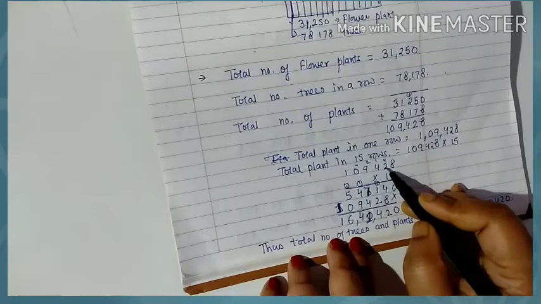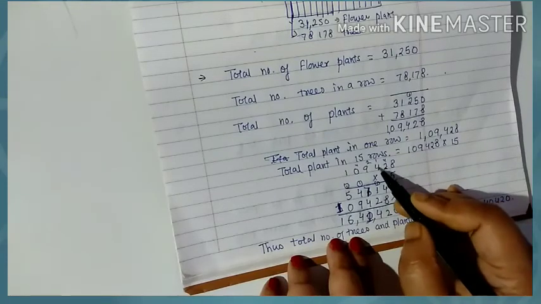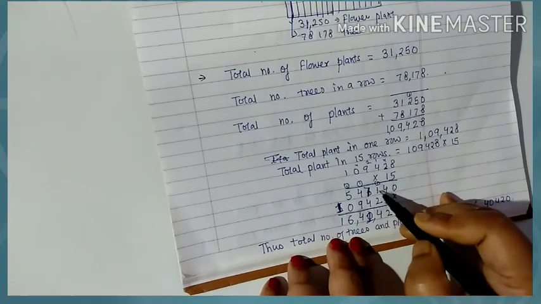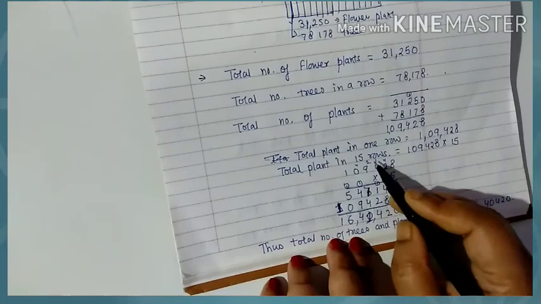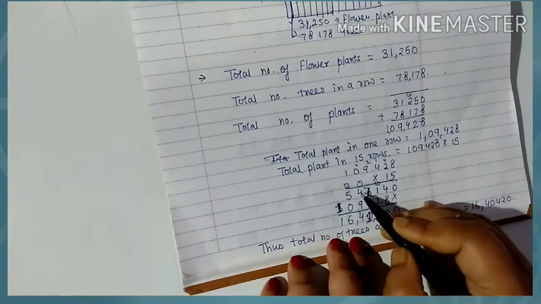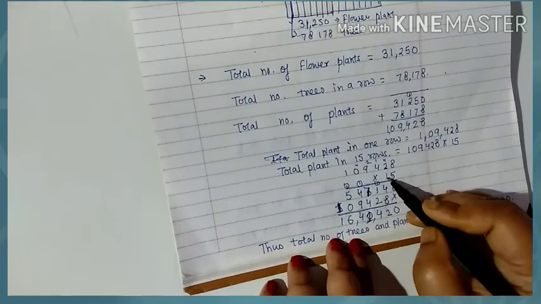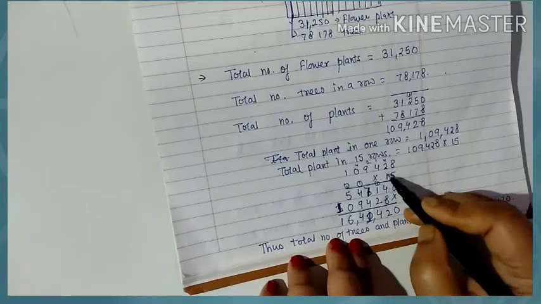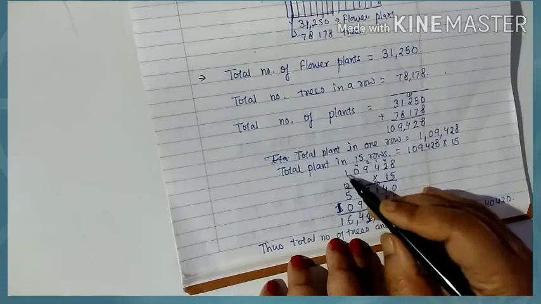5 2s are 10, 10 plus 4 is 14, carry 1. 5 4s are 20 plus 1, 21, carry 2. 5 9s are 45, 46, 47. Here 7, carry 4. 5 0s are 0 plus 4. So here we are writing 4. 5 1s are 5. Now 1, 1 8s are 8, 1 2 is 2, 1 4 is 4, 1 9 is 9, 1 0 is 0, 1 1 is 1.